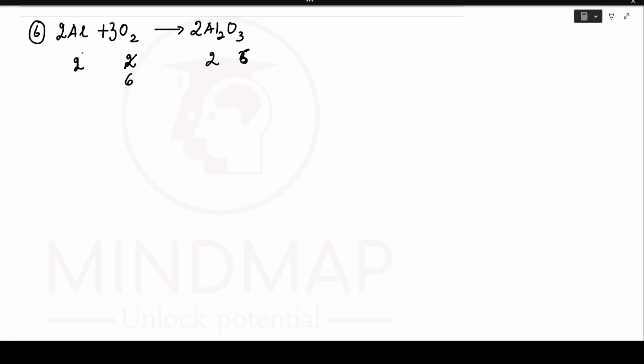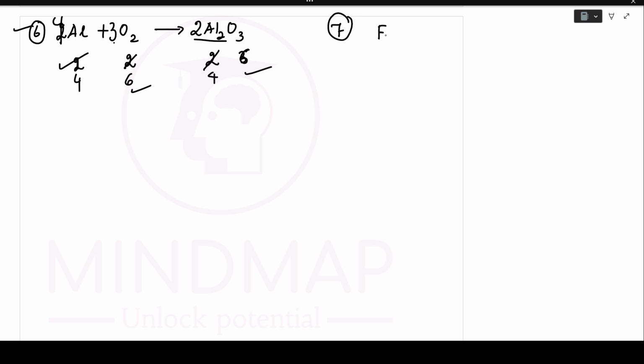Okay, let's recheck the equation now. So aluminum is 2. Here aluminum has become now 2 2s are 4. तो यहाँ पर कर दो 4, ये हो गया 4. Oxygen 6, oxygen 6. So here we balance the equation. I hope you are getting it, right? Okay, let's do the 7th one now.